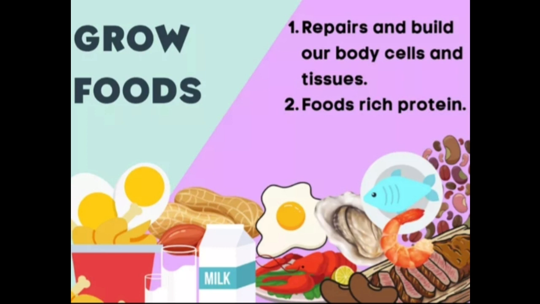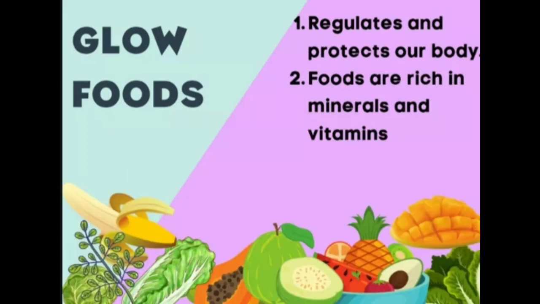Grow foods are foods that repair and build our body cells and tissues. These foods are rich in protein. Examples of which are meat and meat products, eggs, milk, fishes, shrimps, crabs, beans, and peanuts. The last group is glow foods. These regulate and protect our body, and they are rich in vitamins and minerals. Examples are bananas, apples, oranges, malunggay. We also have cheese, avocado, and a lot more.